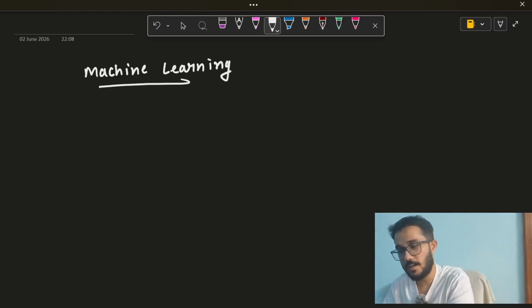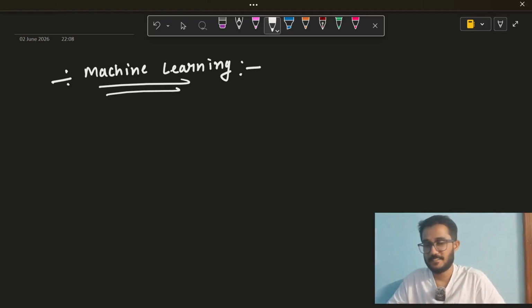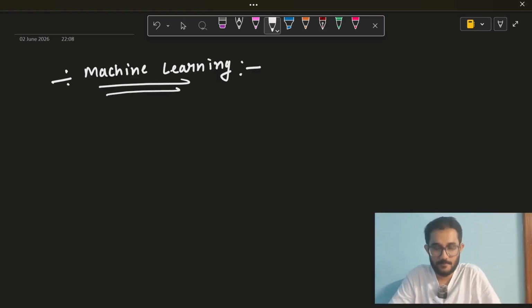I know my handwriting is not that good, but pardon me, it is what it is. I can't change that. I am trying to improve my handwriting, but please adjust yourself.